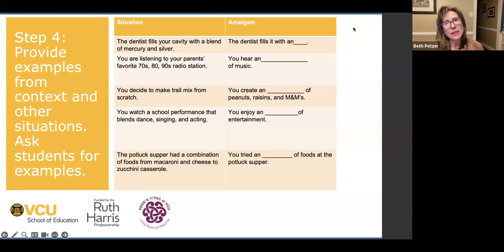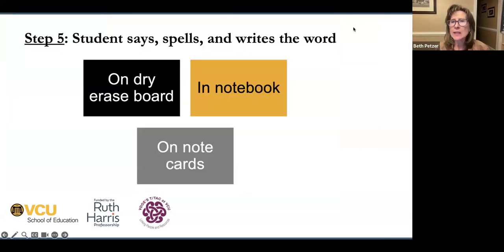And I have an activity like this where that was pretty easy because it's brand new learning for them, but where they have to come up with the examples, and we'll get to that in a little bit. And finally, step 5, those students are actually going to physically write it, make it a kinesthetic experience. If you have somebody who has difficulty with spelling, maybe you're just going to use the dry erase board, or if you have a system where you have note cards or a place where you're keeping vocabulary in a notebook, that's a great time then to get the student to write the word and say it.